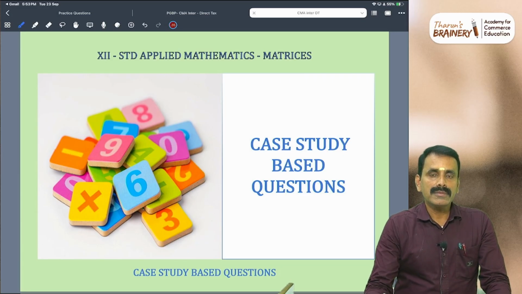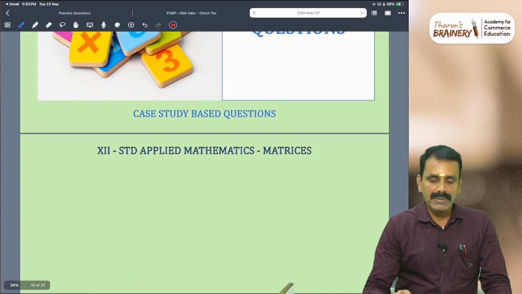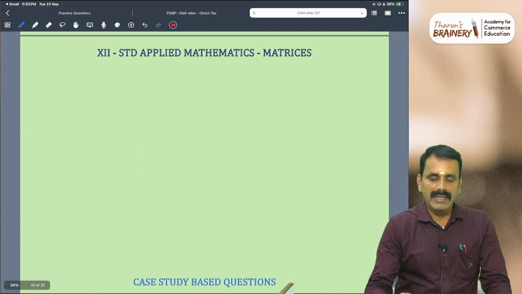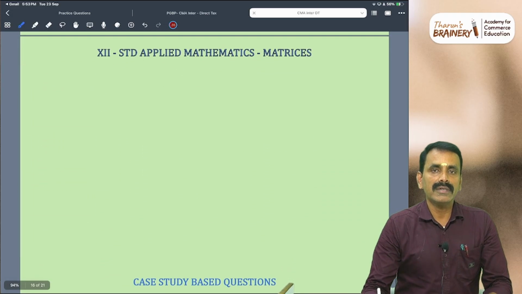After studying all the problems, now we are going to study today case study questions. Is it clear? How they will ask case study questions in matrices? We are going to learn about that. Okay. Before going to that, let me recollect certain concepts in matrices. So, what are the things we have learned in matrices?